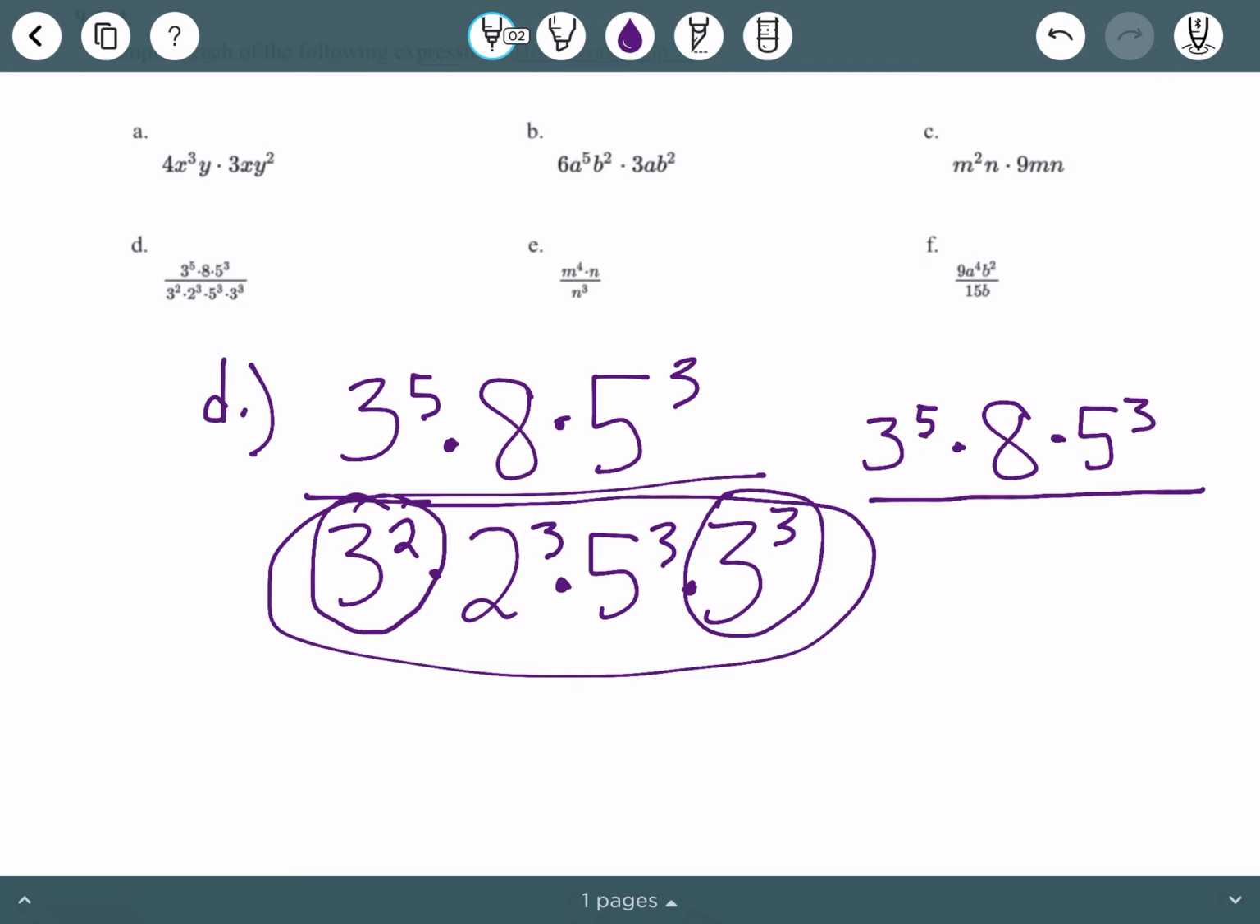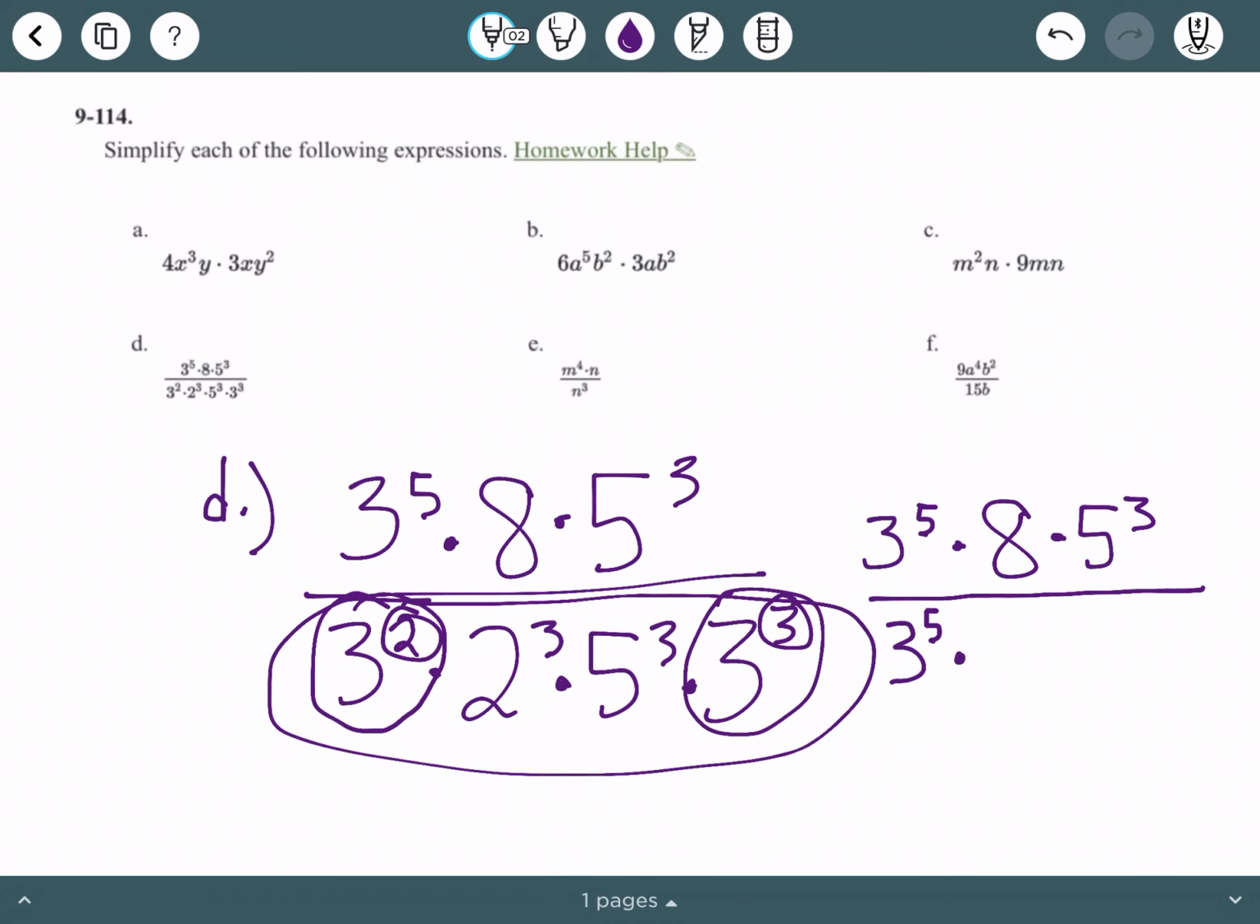And then on the bottom, we're multiplying straight across, which means we keep the bases the same. So my base of 3 stays the same, and then I add the exponents 2 and 3. So I have 3 to the 5th times 2 to the 3rd, another way of writing that would be 8. And then I have finally just a 5 to the 3rd.